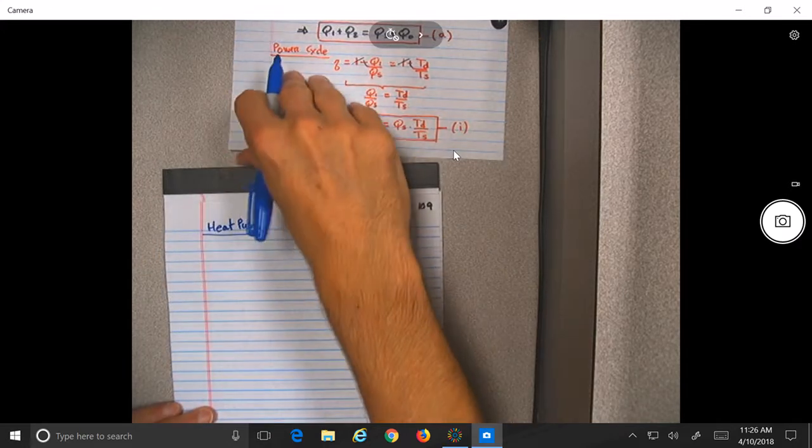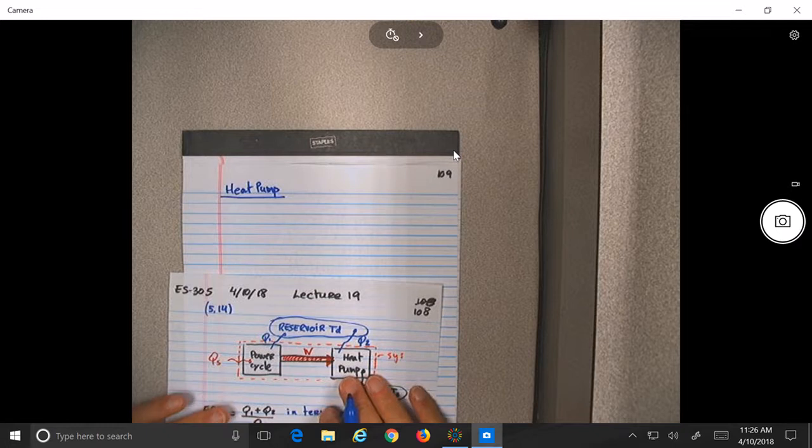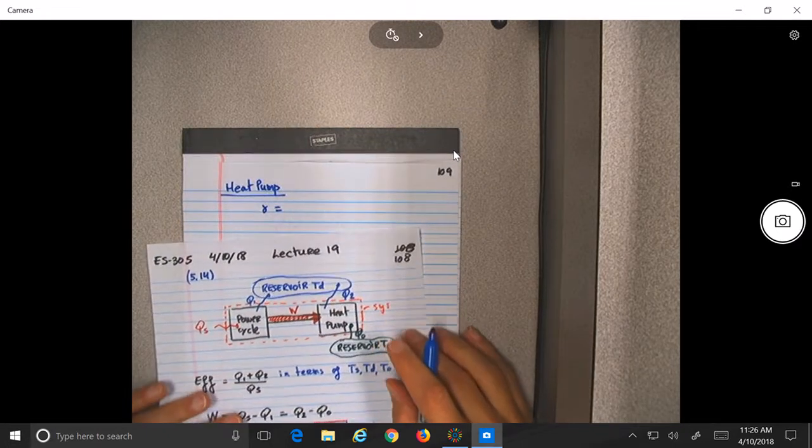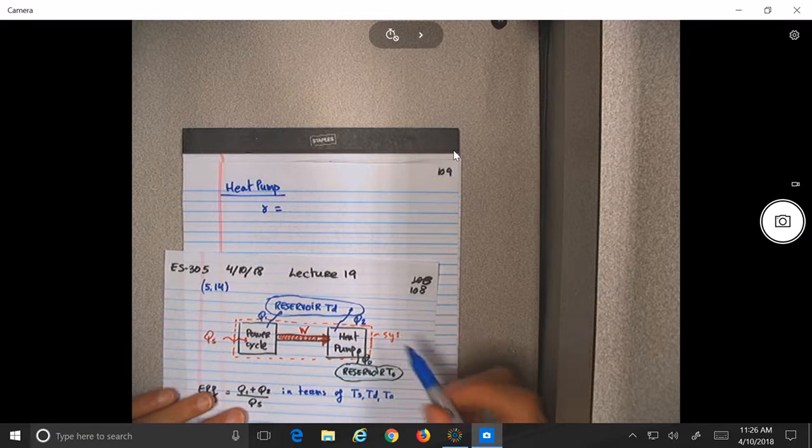So for the heat pump, again, we need the figure. I think the letter we used was gamma. So what is the efficiency of the heat pump? We need to look at the top. So what are we getting out of the heat pump? This is a good review. Q2.